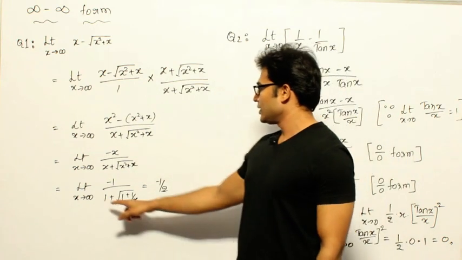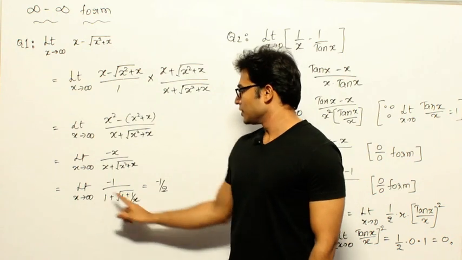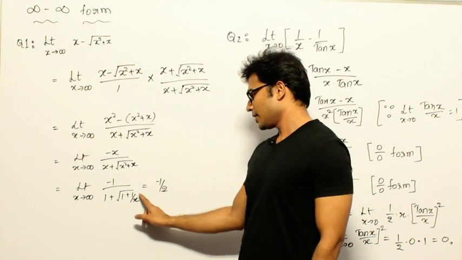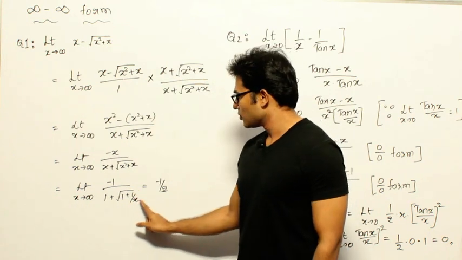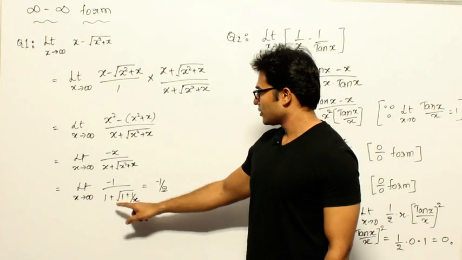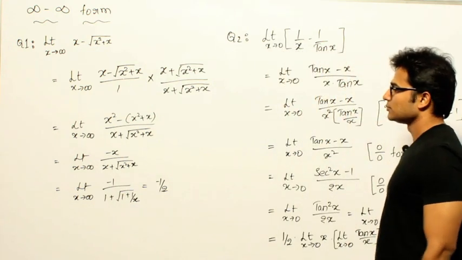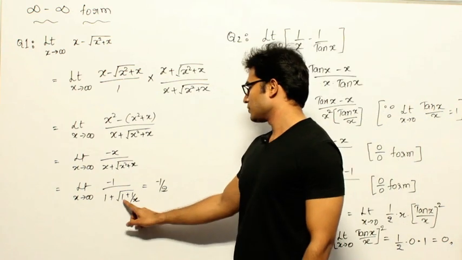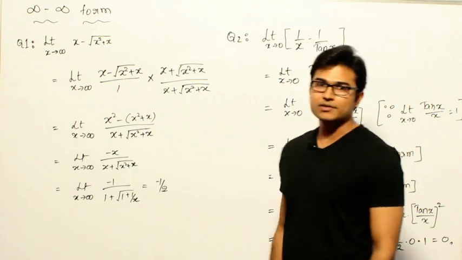Now finally, if you substitute x tends to infinity here, you are going to get 1 by infinity as 0. So this entire part is going to be 0, isn't it? Then you are going to get 1 by 1 plus square root of 1, which means 1 by 2. Minus is there, so minus 1 by 2.